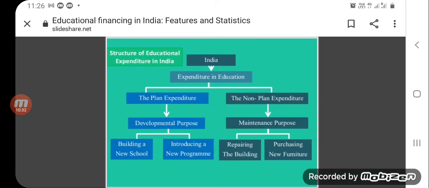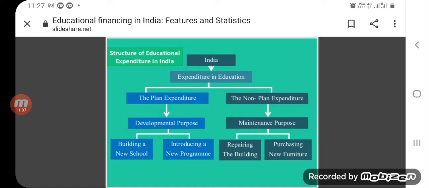Now let's look at the structure of educational expenditure in India. There are two types of expenditure: planned expenditure and non-planned expenditure. And you can just look at it and easily understand. Planned expenditure is for developmental purposes, and non-planned expenditure is for maintenance purposes.